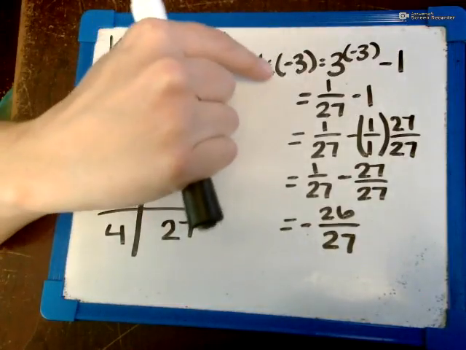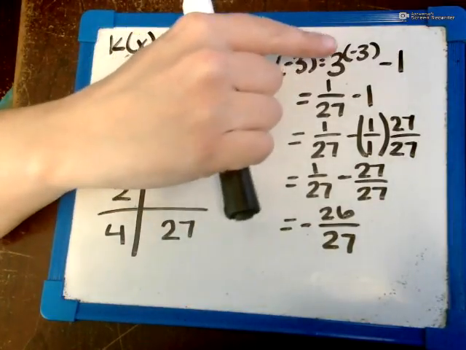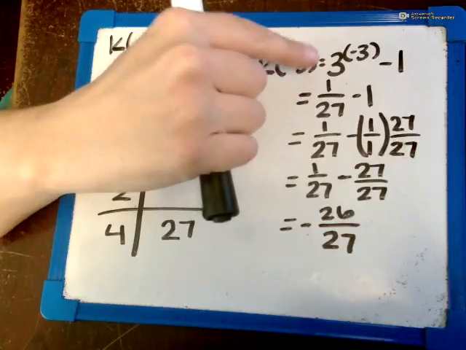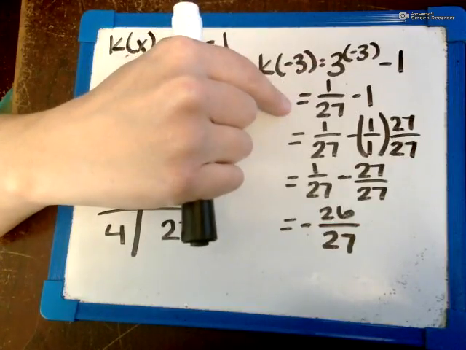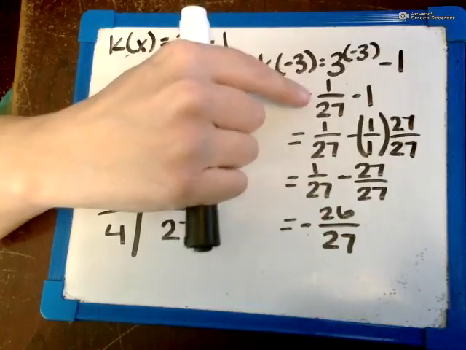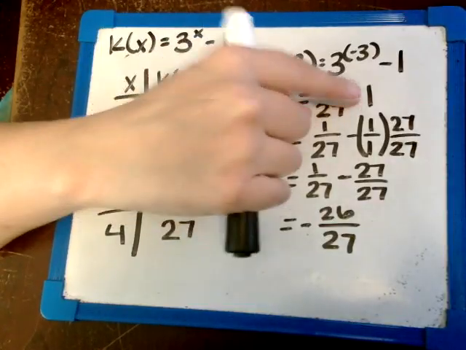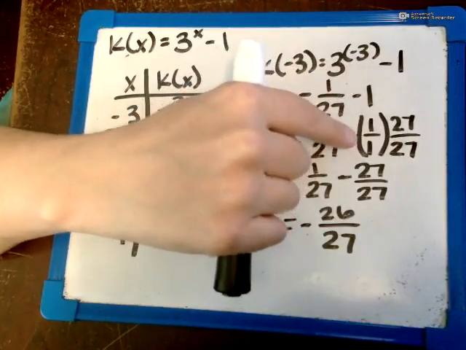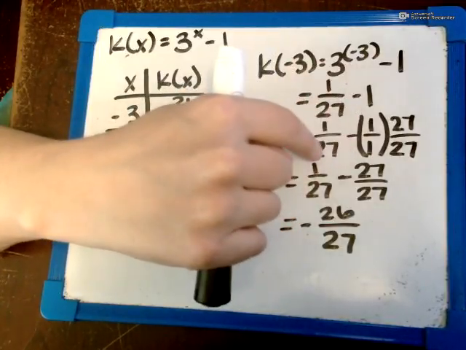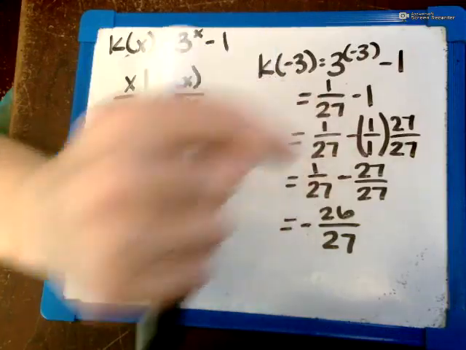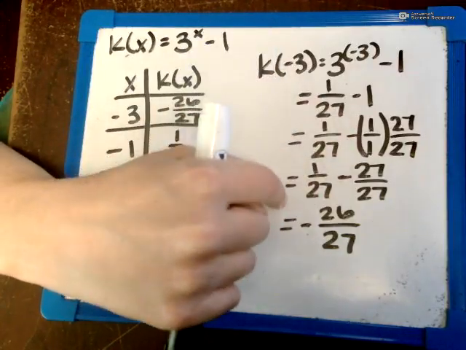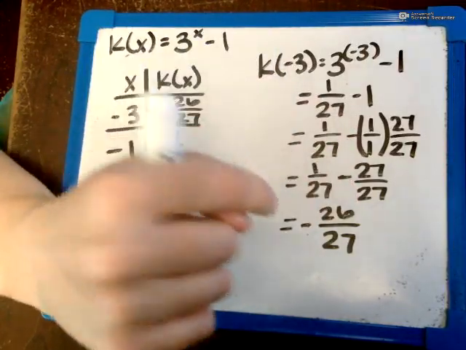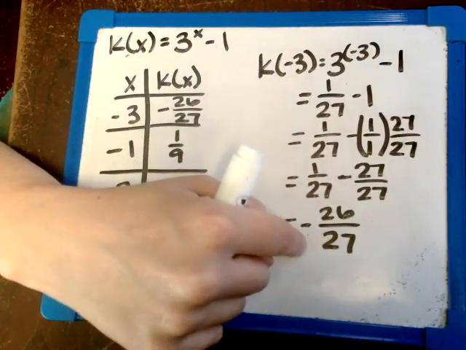So we have 3 to the negative third power, which is 3 times 3 times 3, which is 27, but 27 becomes the denominator. So 1 over 27 minus 1. We need to make this a fraction, so 1 over 27 minus 1 over 1. We need to make these have a common denominator, so we'll multiply top and bottom by 27. 1 over 27 minus 27 over 27 would give us negative 26/27.